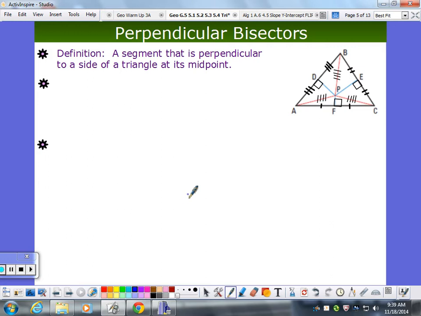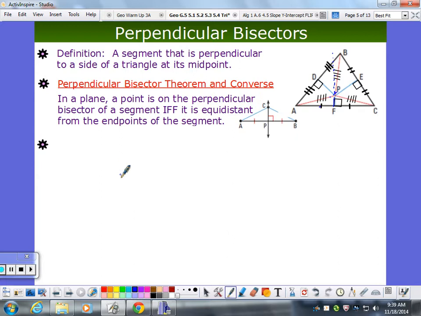Definition. Look at that picture. A segment that is perpendicular to the side of a triangle at its midpoint. So it's a segment here, and it's a perpendicular bisector. If you were to extend this, does it necessarily go through the vertex? Not necessarily.